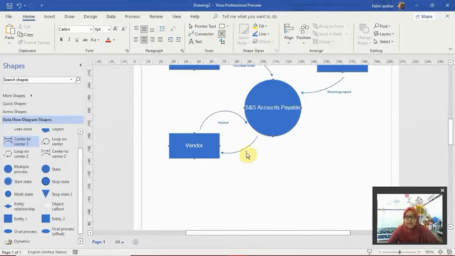And then S&S makes a payment and remittance advice to the vendor. So here we write the payment and remittance advice.